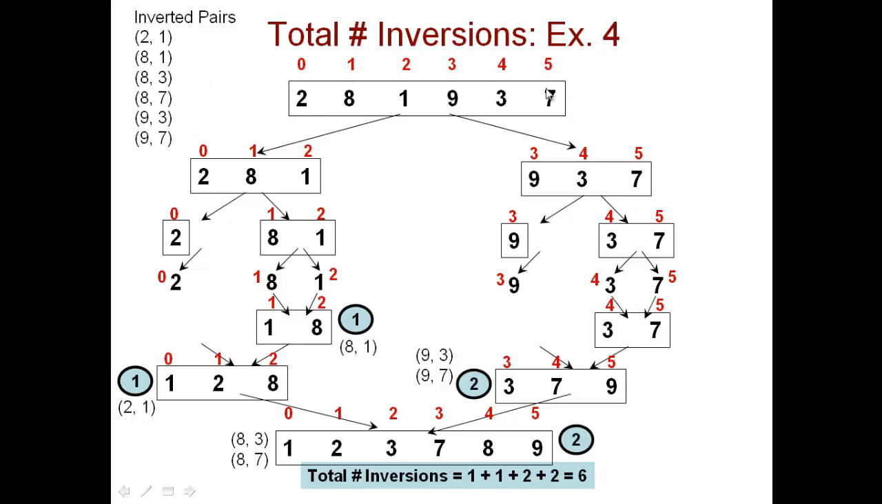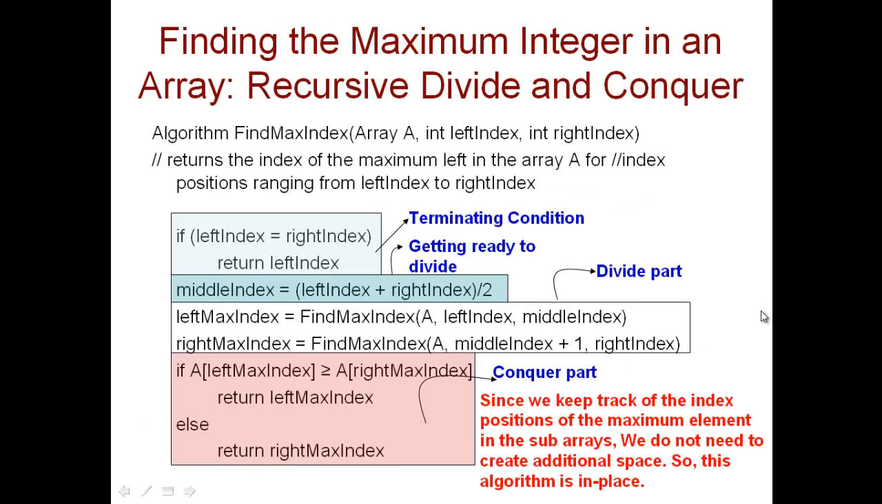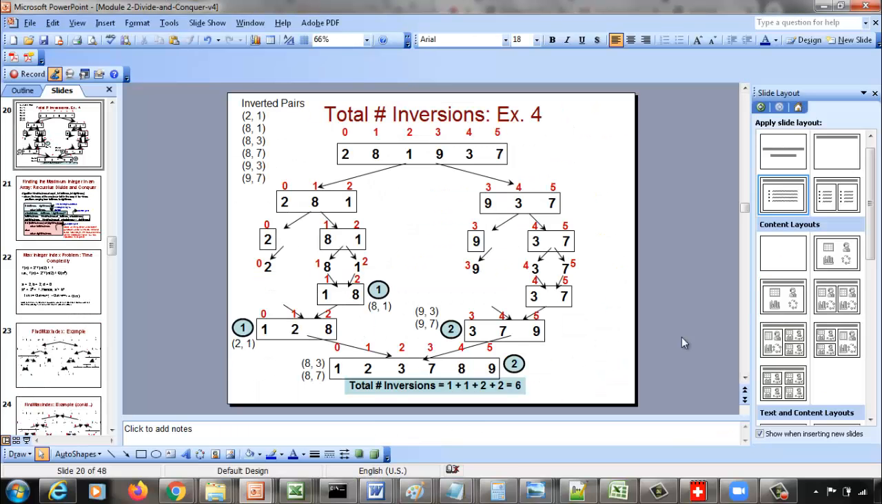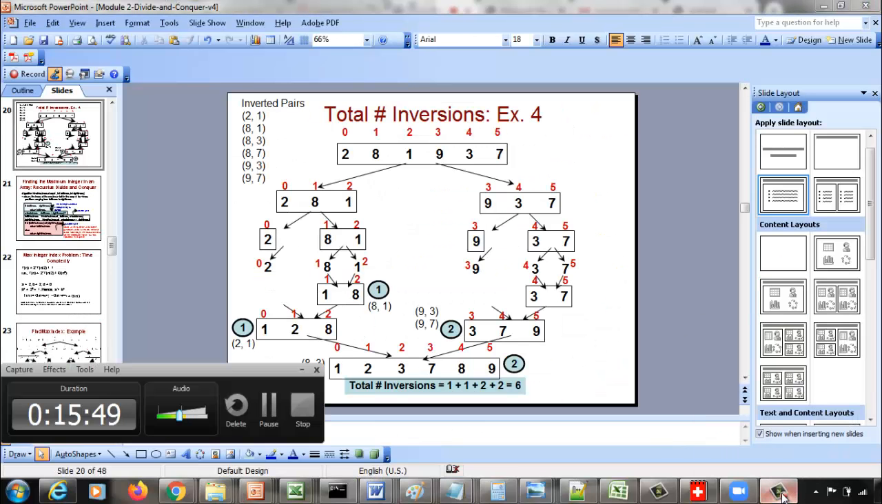For 1, there are no inverted pairs. For 9, 9, 3, 9, 7. For 3, nothing to the right is less than 3. So that's the brute force approach. But as I said, you will do n square comparisons for that, whereas with merge sort, you do n log n comparisons. Okay. So that will stop this video.